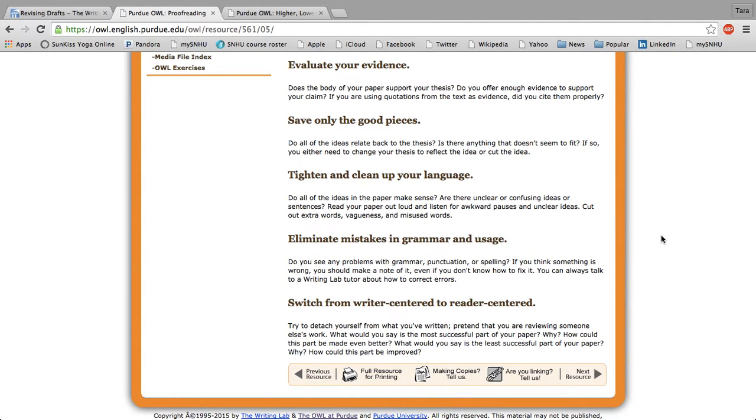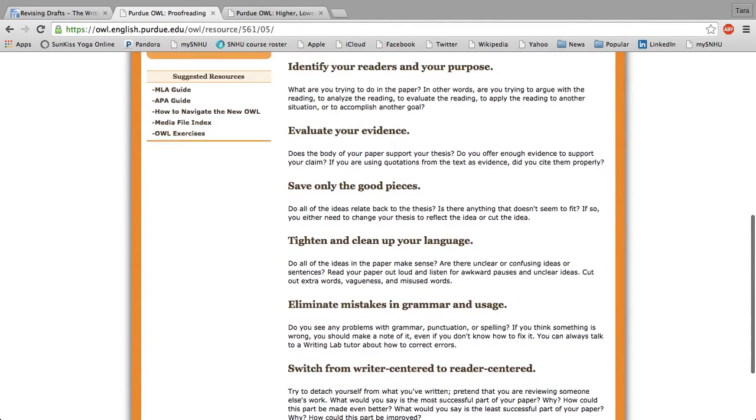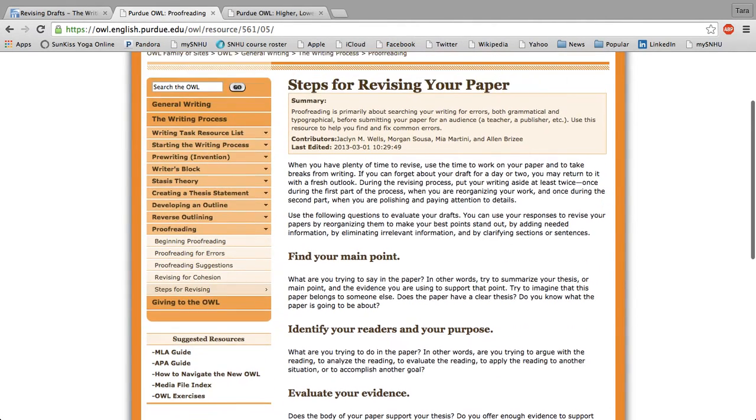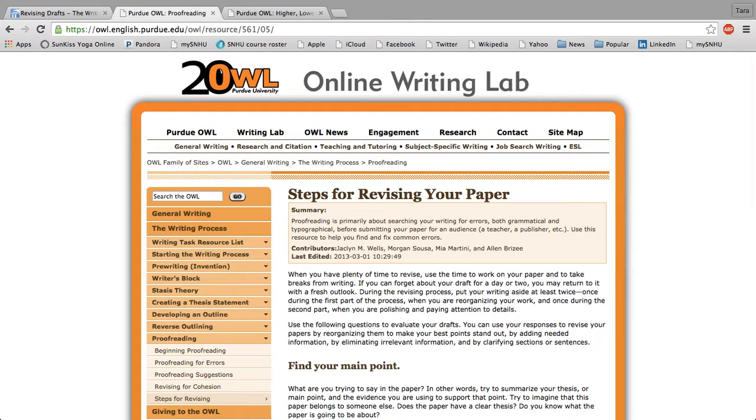And then switch your mentality and read your paper again as though it were someone else's. Try to take a look at it from a different perspective. So again, I like Purdue because you can use their lab almost as a checklist as you go through.